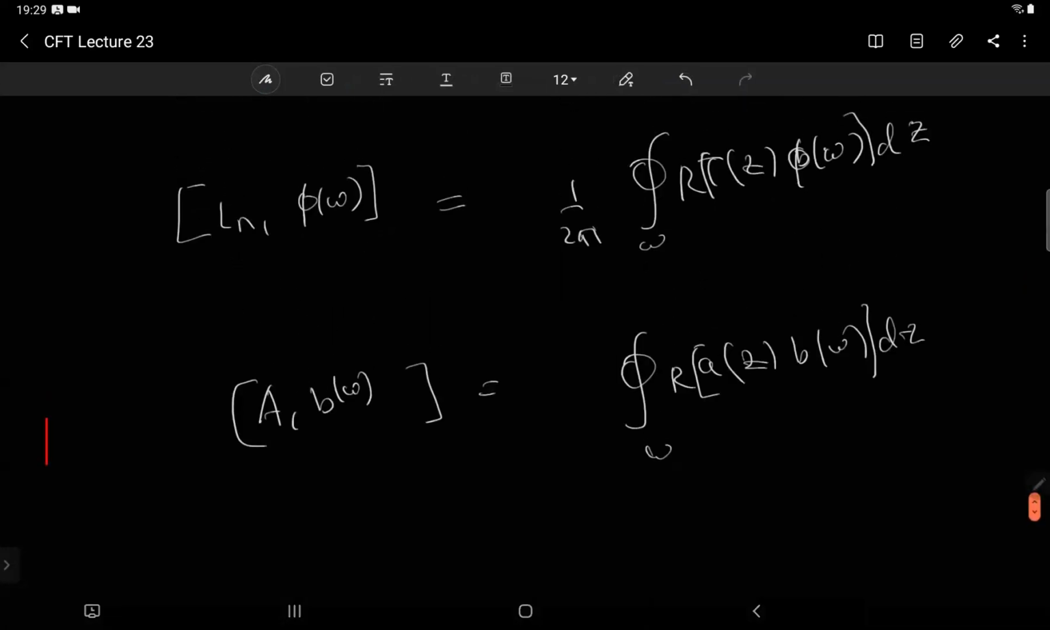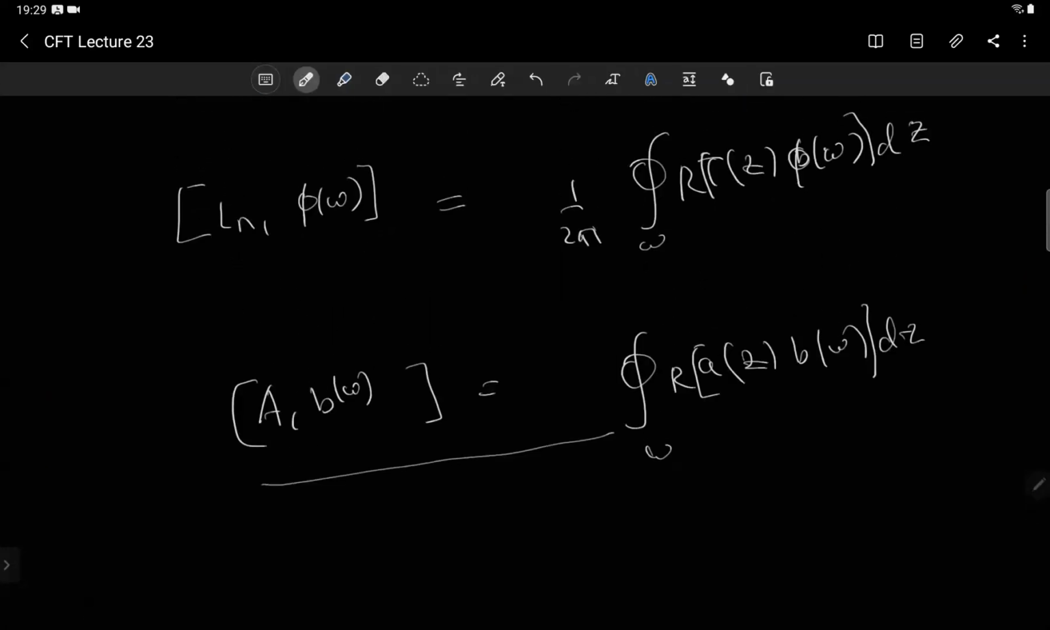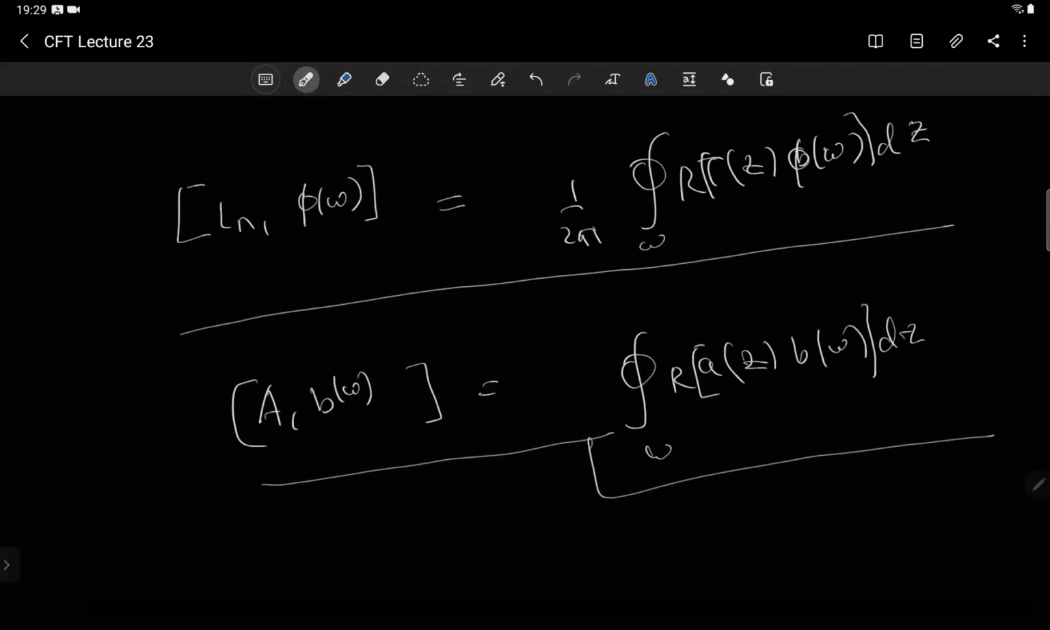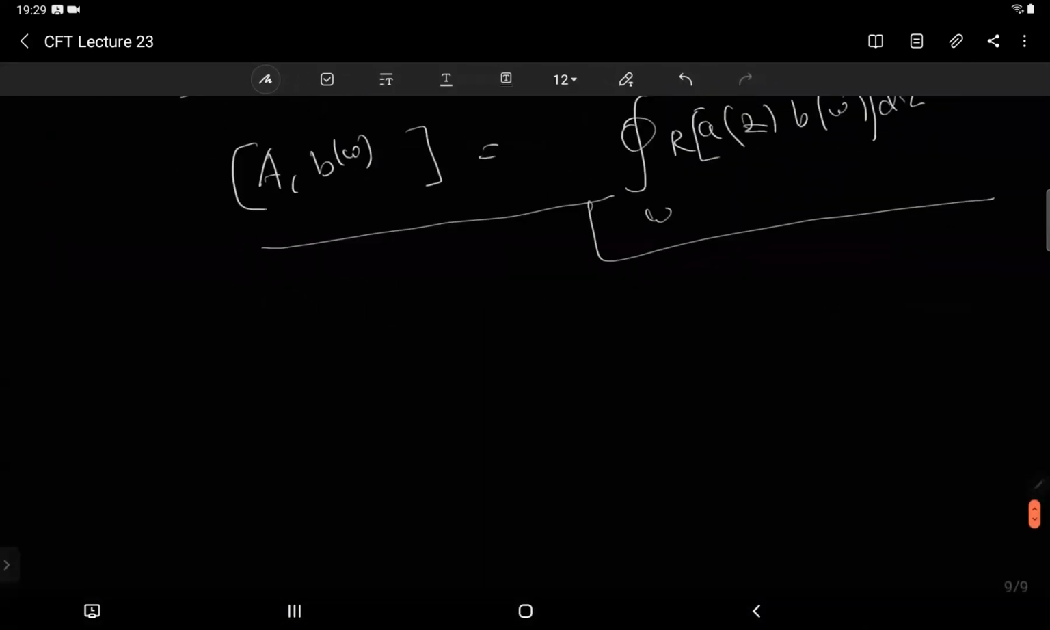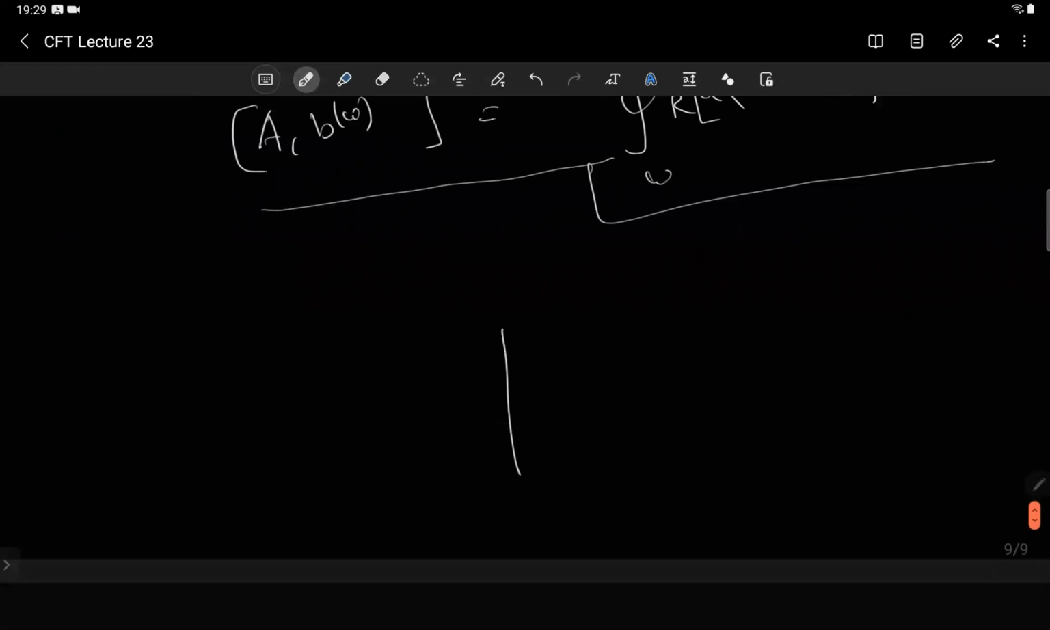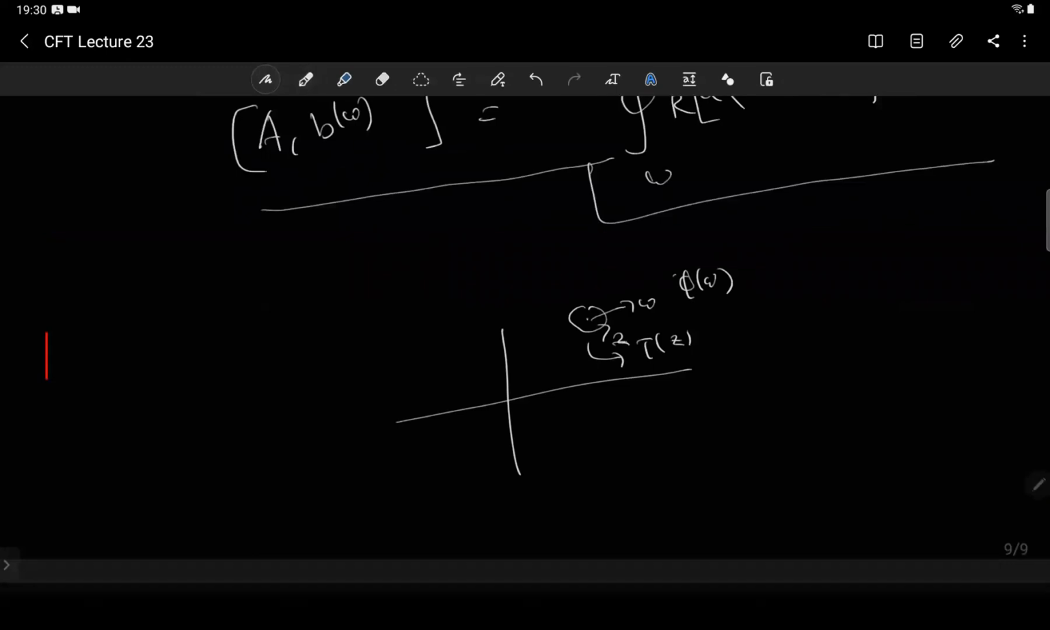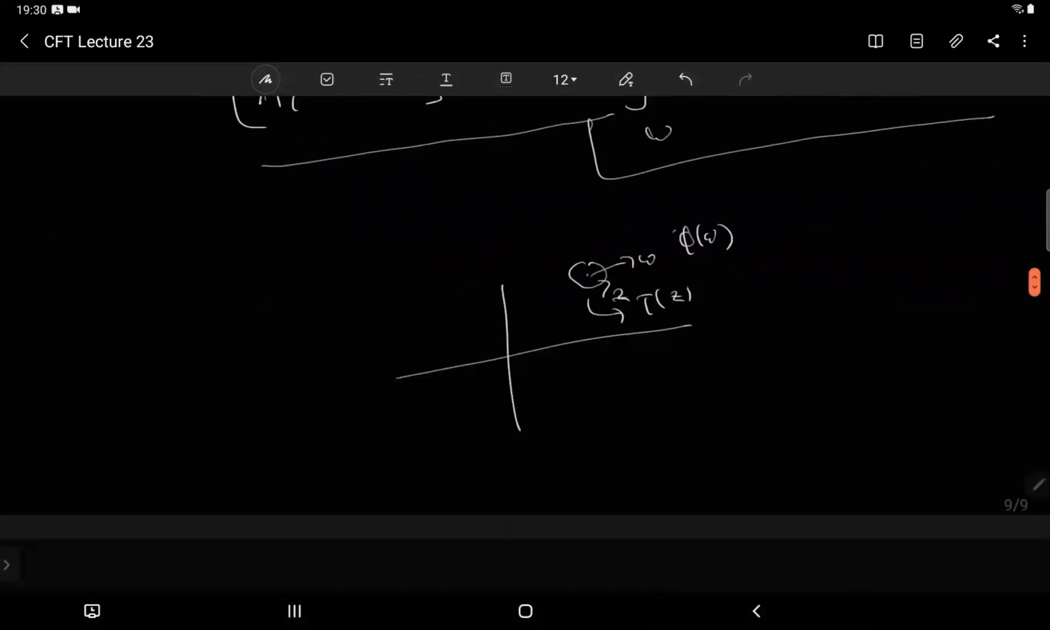This is the quantity. Is it okay? Because this is the definition of [a, b(omega)], so that's what we are going to use to calculate this object. And this contour, just to remind you, means that you're doing the z integral around the point omega. So T(z) is on top and phi(omega) sits at omega. I also have omega bar, but I am suppressing it, because L_n will only act on omega.